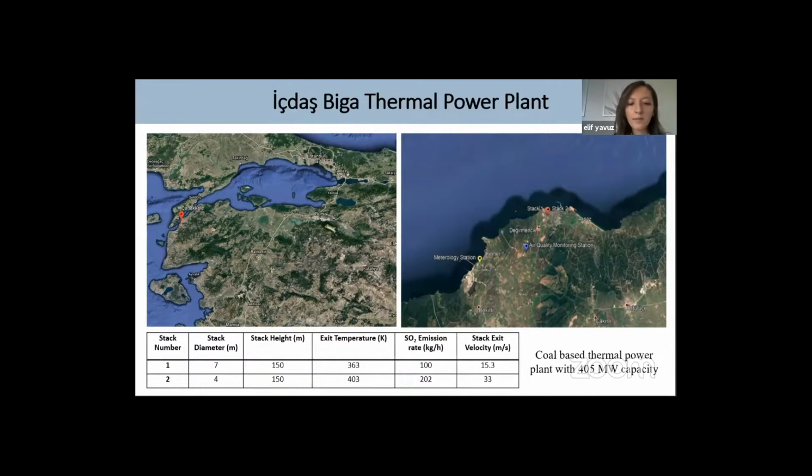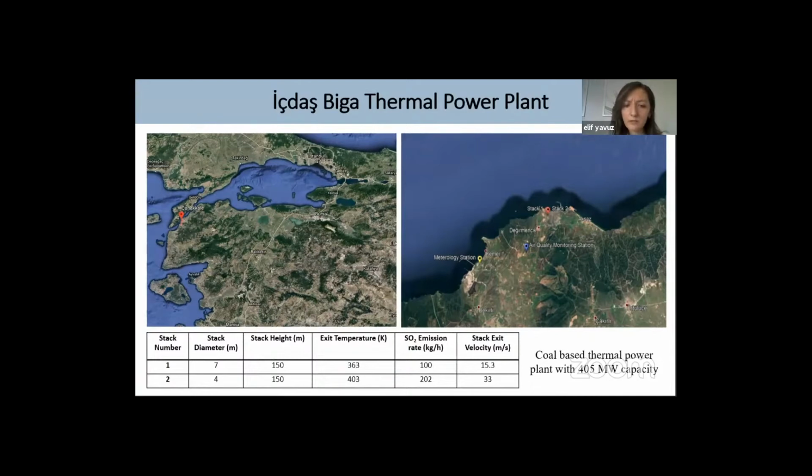Biga is a coal-based thermal power plant with 405 megawatt capacity, and you can see the detailed stack physical parameters in the table below. There are 2 stacks that have 7 and 4 meter diameters, and both of them are 150 meters high. The first stack has 100 kilogram per hour emission rate and 15 meter per second exit velocity, while the other stack has 202 kilogram per hour emission rate and 33 meter per second exit velocity. I show the stacks with red color. You can see it in the right picture.